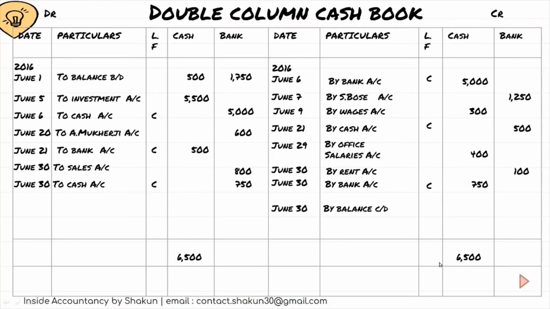From this greater total, we will subtract all the things which are mentioned on the credit side. From the greater total, we will subtract the lesser total and we will get the answer, which is our balance of cash. So this is our answer.